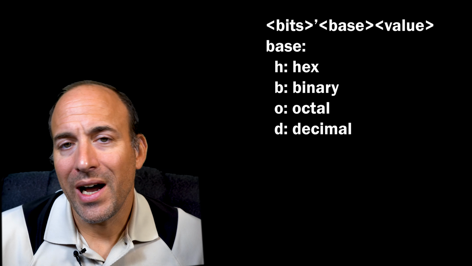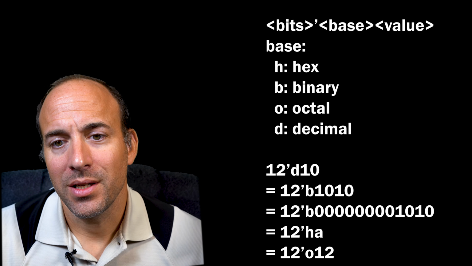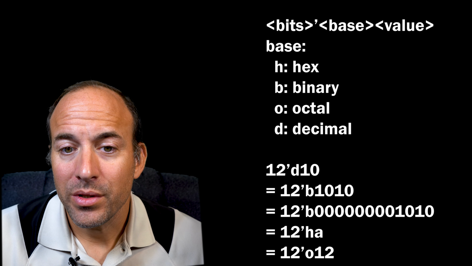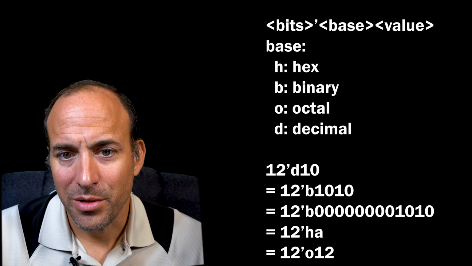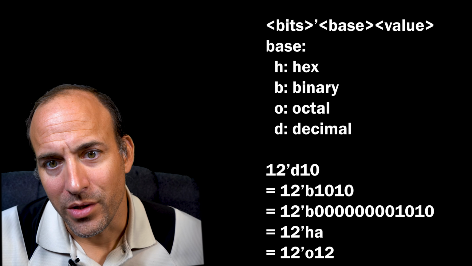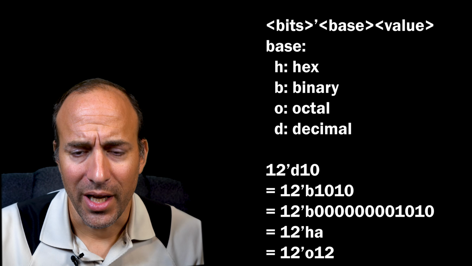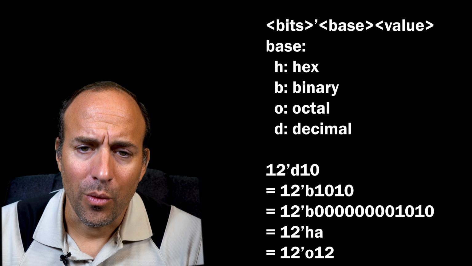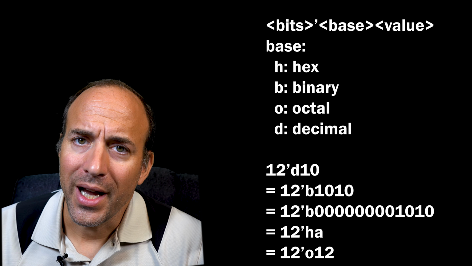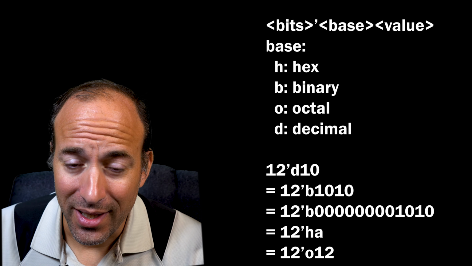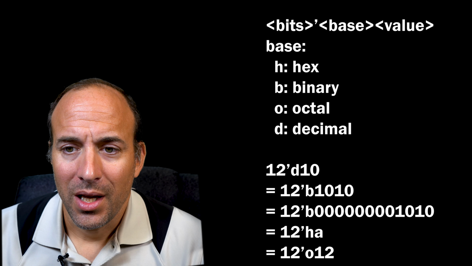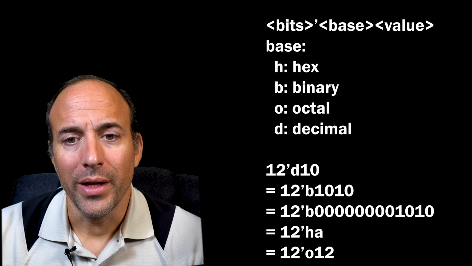So for example, the value 12'D10 would represent a binary value that begins with 8 leading zeros, because the decimal value of 10 only requires 4 bits, followed by 1010, which is the binary value for 10. So stated another way, the value 12'B1010 would specify the decimal value of 10 in 12 binary bits, which would be 8 zeros followed by 1010.